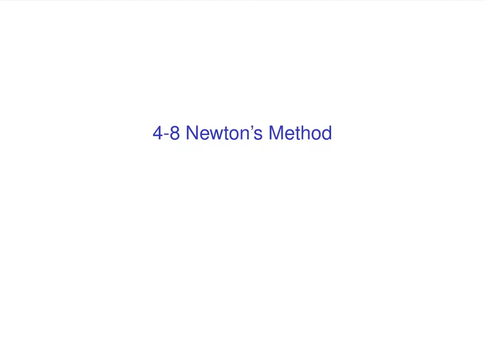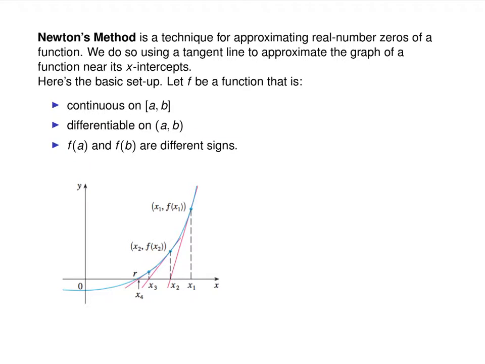So this is a method for finding zeros of a function. Newton's method is a technique for approximating real number zeros of a function. A zero would be where the graph of the function crosses the x-axis, or where the y value of the function is 0. And we do so using a tangent line to approximate the graph near its intercepts.